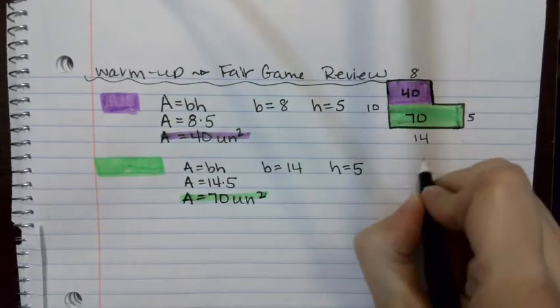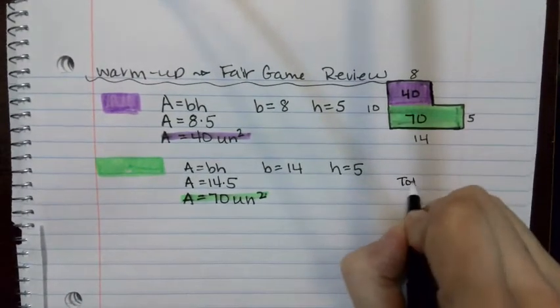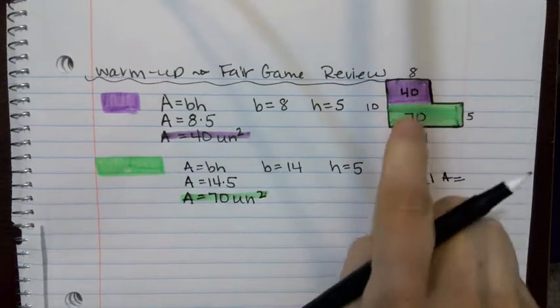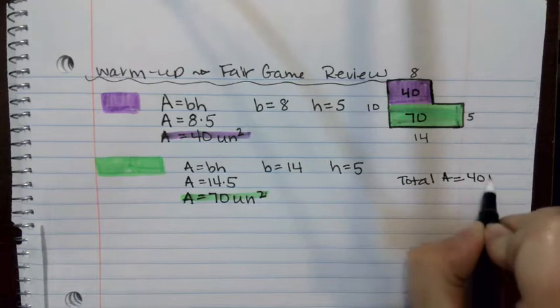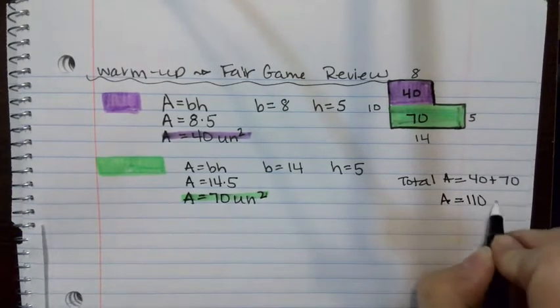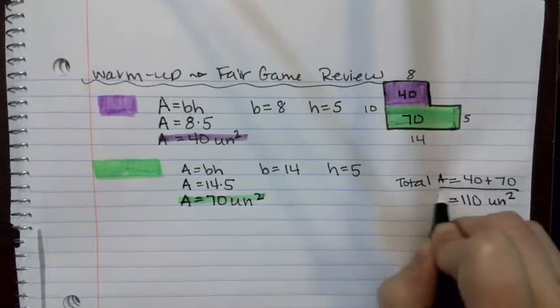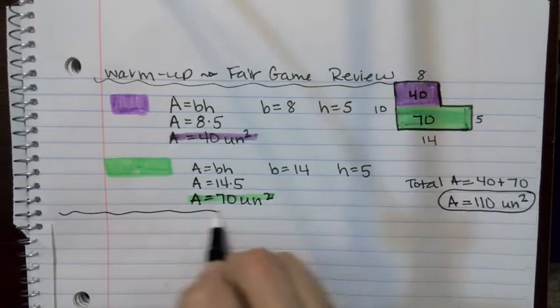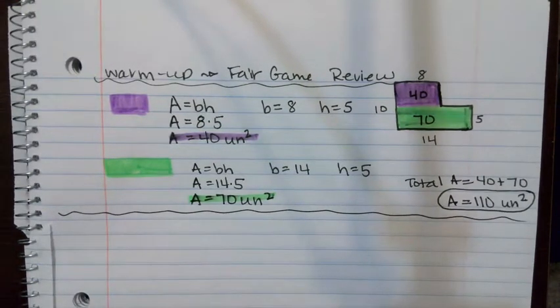So we know that the total area is going to be equal to these two pieces added together. So we have 40 plus 70. So area equals 110 square units. Awesome. So that is your Fair Game Review from a couple weeks ago.